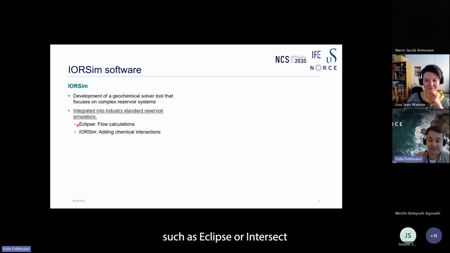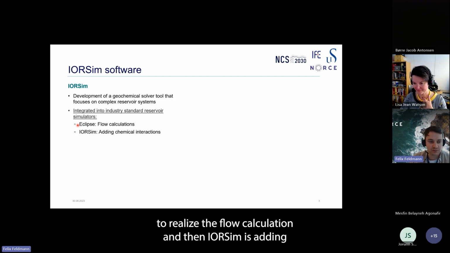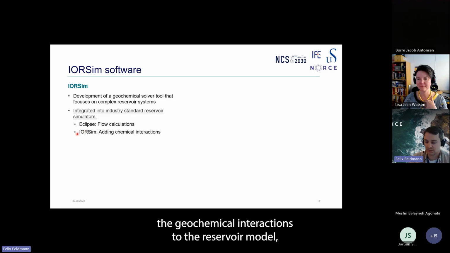such as Eclipse or Intersect to realize the flow calculation, and then IORSim is adding the geochemical interactions to the reservoir model.